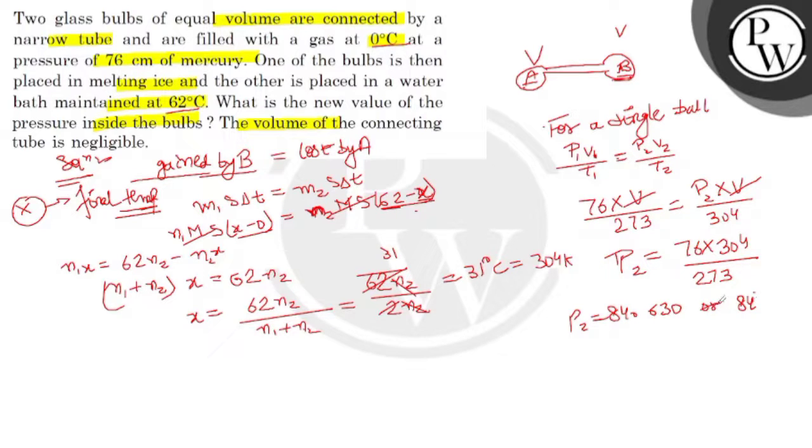Just simply keep it as 84.6, you can directly leave it in this unit. The pressure P2 is this much centimeter of mercury. Okay, this is the new value of pressure inside the bulb. I hope you understood it well. Best of luck.